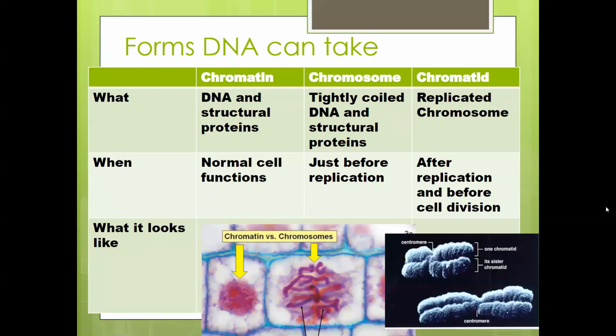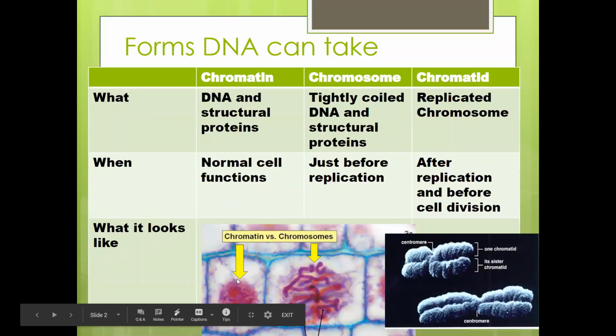So what forms can DNA take? Well, there's a few of them. You may have heard me mention the term chromosomes before, but you probably haven't heard me talk a whole lot about chromatin or chromatids. So chromatin is another word for just regular DNA and the structural proteins that surround it. If you've ever thought of an uncoiled mass of DNA, that's chromatin. It's just this goopy mess of DNA that you can see in this photo. It's just a gob of DNA.